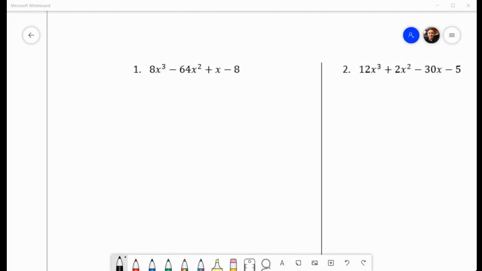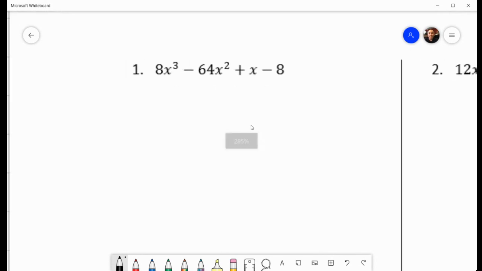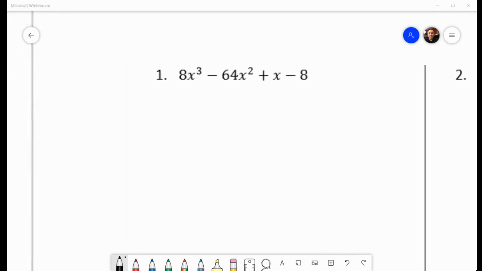Okay, let's get to my iPad. So this is the first one we're going to do, number 1, which is this here. Let me zoom out. Let me zoom in a little more. There we go. Okay, that should be good. So we want to do factor by grouping on this.